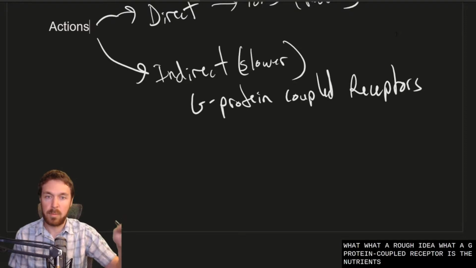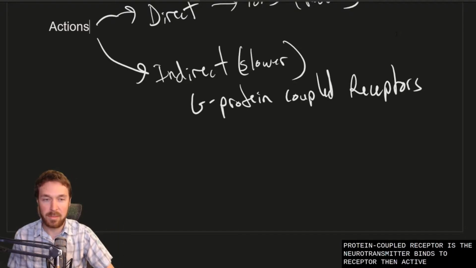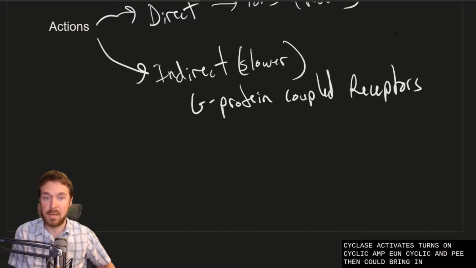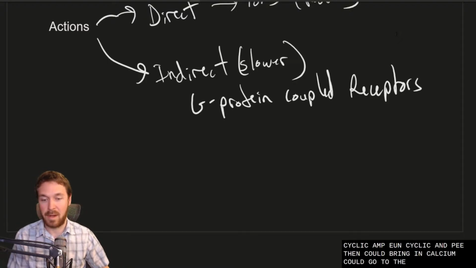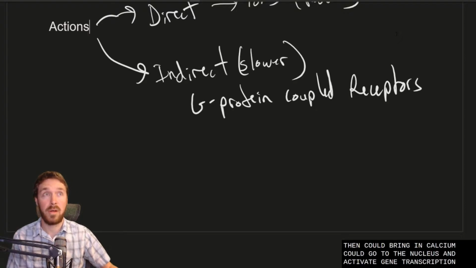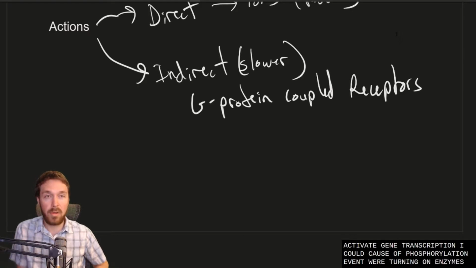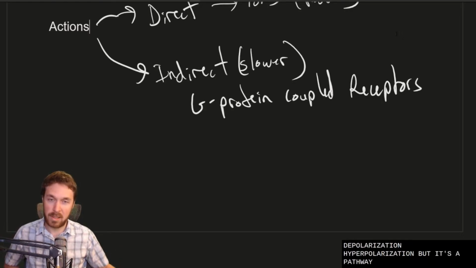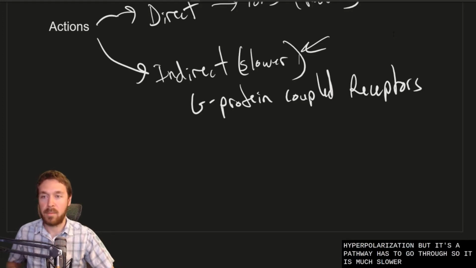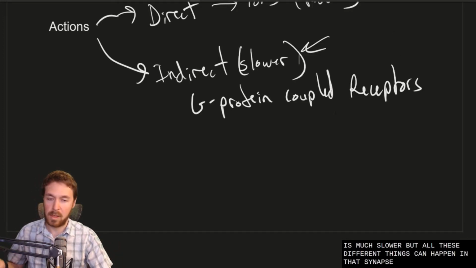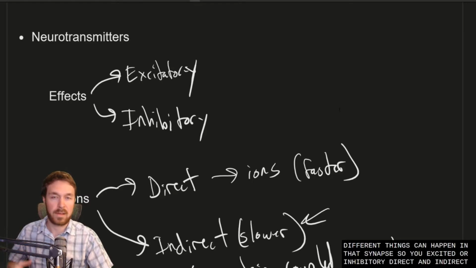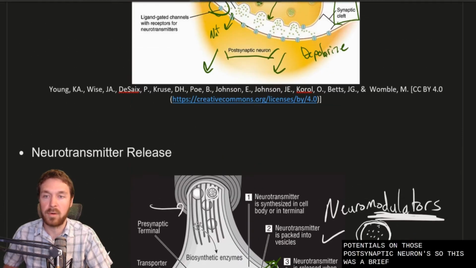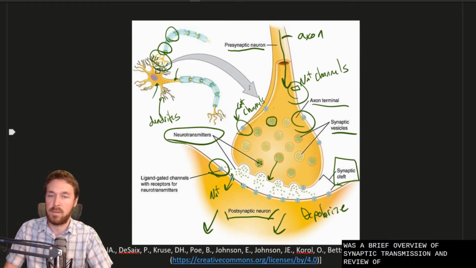The neurotransmitter binds the receptor, then activates a G protein, activates an adenylate cyclase, turns on cyclic AMP, then cyclic AMP could bring in calcium, could go to the nucleus and activate gene transcription, could cause a phosphorylation event. We're turning on enzymes, and all those effects could eventually lead to depolarization or hyperpolarization. But it's a pathway it has to go through, so it is much slower. But all these different things can happen in that synapse. So excitatory, inhibitory, direct and indirect effects, and all these things can summate, forming these graded potentials on those postsynaptic neurons. So this was a brief overview of synaptic transmission and just the anatomy of a synapse.